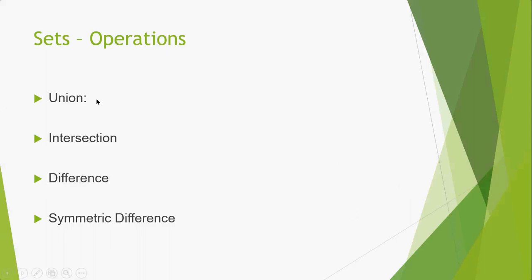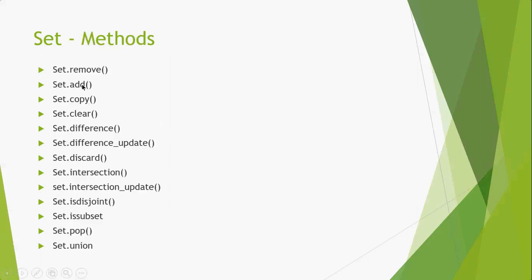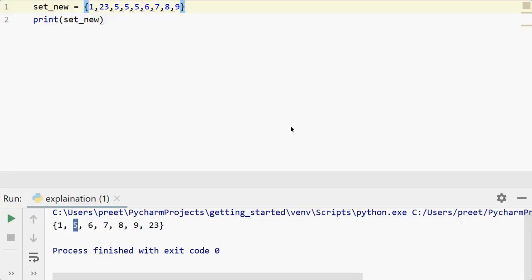Some of the operations that are possible are union, intersection, difference and symmetric difference. These are the main operations, but again, like string methods, there is an exhaustive list of methods possible: set dot remove, set dot add, copy, clear and so on. The same link has been provided. You can look at the link and come up with questions if you have any.